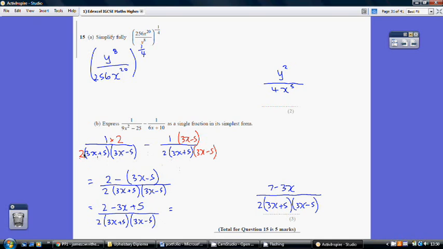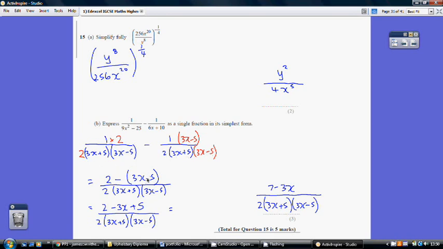So if we go and multiply top and bottom of this first term by 2, we've then got 2 times 3x plus 5 times 3x minus 5 as the denominator. We will need this same common denominator over here. So to bring this into line with this, we're going to have to multiply top and bottom by our 3x minus 5. So as you can see, we've got a common denominator now.